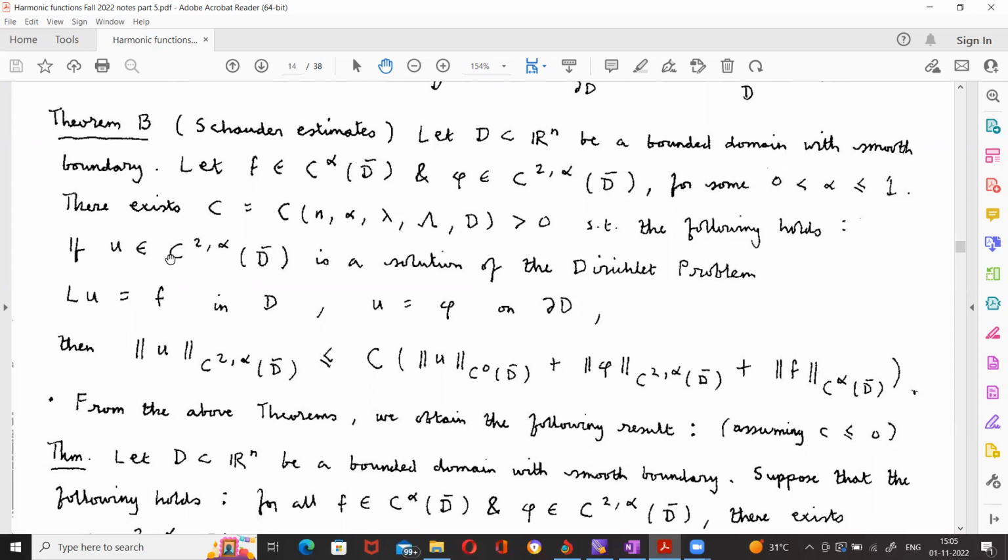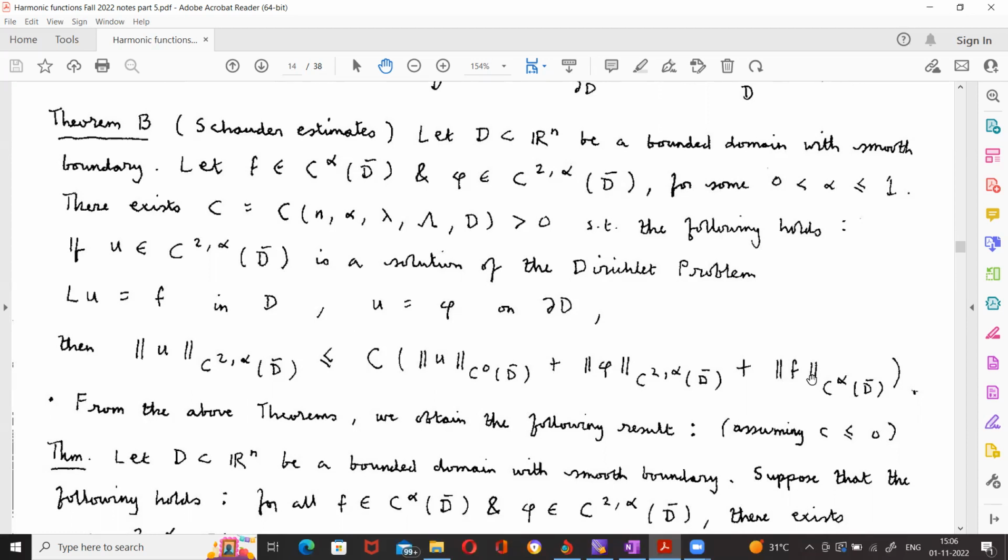If u is a C2 alpha function on D closure, which is a solution of the inhomogeneous Dirichlet problem for the operator L, Lu is equal to f in D, where this f is alpha Holder, and u is equal to phi on boundary D, then the C2 alpha norm of u is less than or equal to a constant C times the C0 norm of u plus the C2 alpha norm of phi plus the C alpha norm of f.